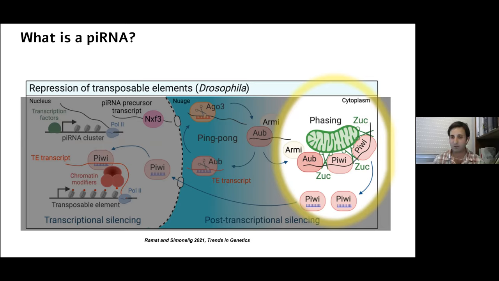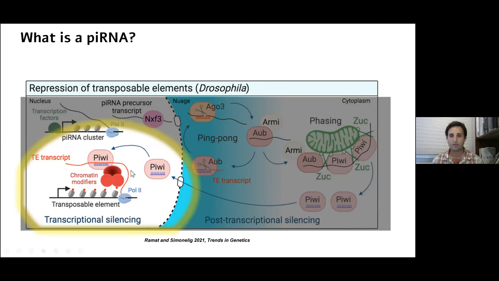Once cleaved by zucchini, piRNAs get further processed. The 3' ends are trimmed and then methylated, and mature piRNAs bound to Drosophila Piwi are reimported into the nucleus, where they recognize active transcripts derived from transposable elements. Remember, the sequences of piRNAs are transposon derived. As a consequence, the entire locus gets transcriptionally repressed by the recruitment of chromatin modifiers.